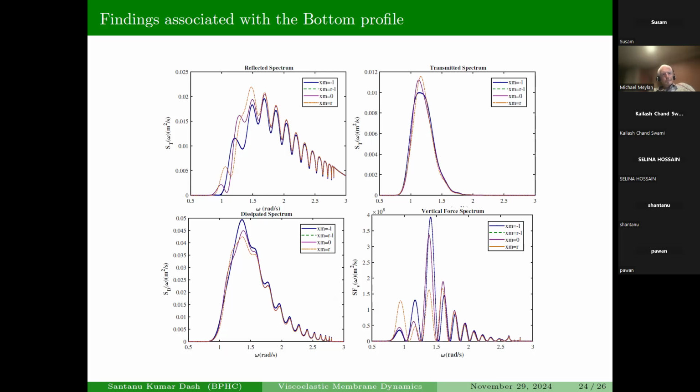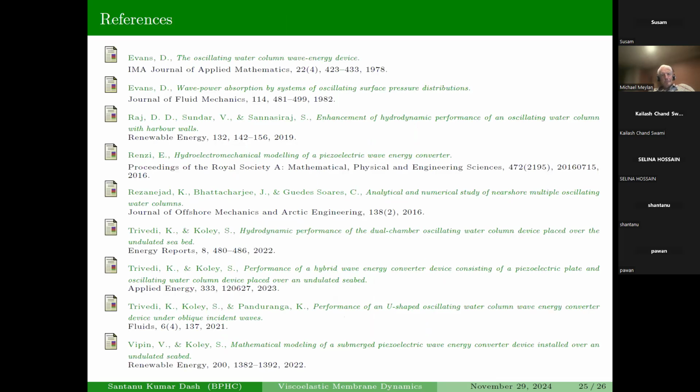So the reflected spectrum shows that if you move towards the right, we can see that the impact is high for the reflector spectrum as well as the vertical force spectrum. So it's better to facilitate this kind of structure in the real ocean scenario. It should be effectively kept under the membrane so that it can behave effectively. So these are some of my references.